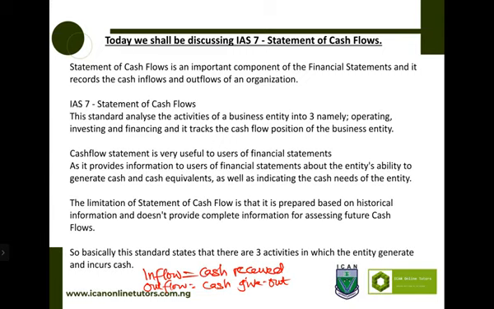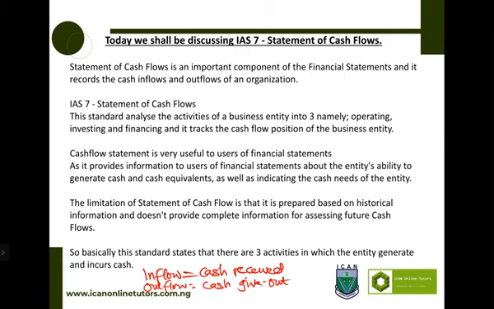Part of payment is giving out. Now, you shall understand. If you make payment, you are giving out. The only limitation to this IAS 7 statement of cash flow is that it is prepared based on historical information and doesn't provide complete information for assessing the future cash flow.